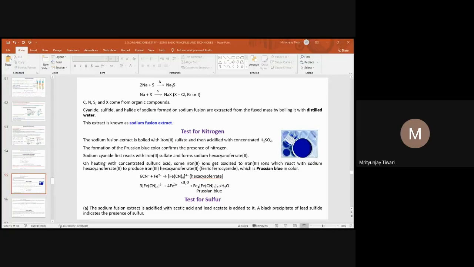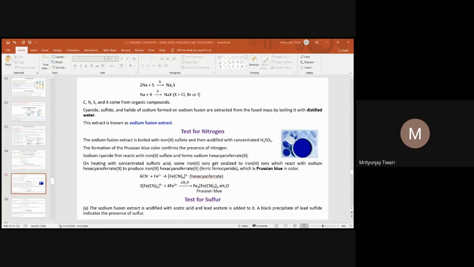So based on that, now let us look into the test for nitrogen. We have already made the sodium fusion extract. If the compound contains nitrogen, cyanide ions will be there in the extract. The sodium fusion extract is boiled with iron 2 sulfate, and then acidified with concentrated sulfuric acid. So we add iron 2 sulfate, and then we also acidify the sodium fusion extract with H2SO4.